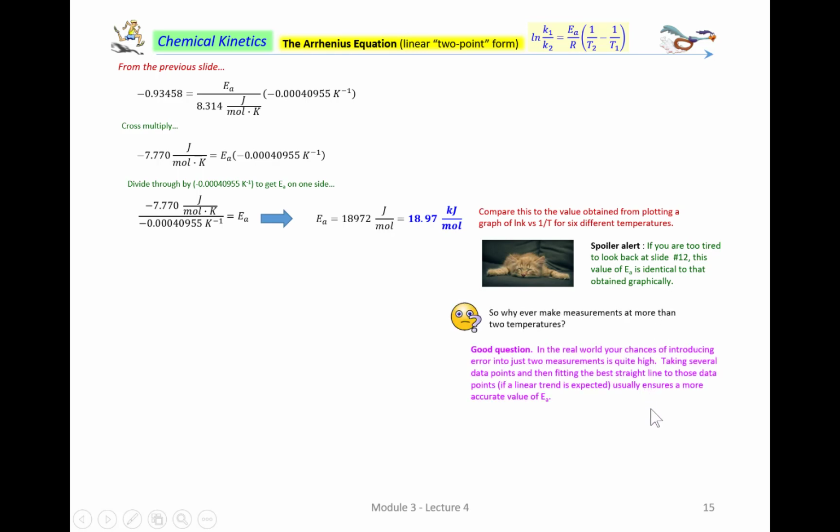So you might ask, why would anyone ever make measurements at more than 2 temperatures? Which is a good question. And the answer to that is, in the real world, your chances of introducing error into just 2 measurements is quite high. So it's good practice to take several data points and then fit a best straight line to those points if a linear trend is expected. And that usually ensures a more accurate value of the activation energy.